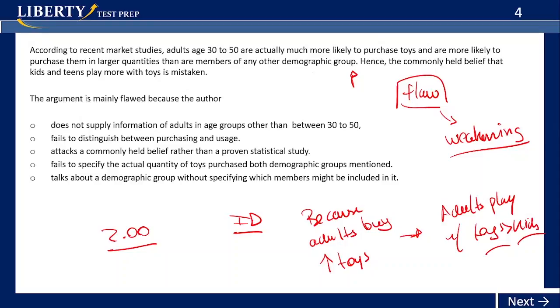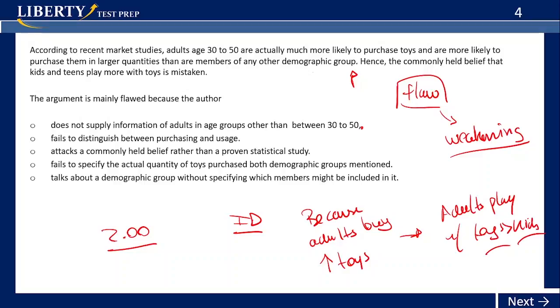Let's see. The first one, the argument is mainly flawed because the author doesn't supply information of adults in age groups other than between 30 to 50. Okay, is that a problem? So does the author, in order to make his conclusion valid, have to provide more support of adults? No, because we don't have to go and see all group ages. The author is taking a sample, a very representative sample of adults between 30 to 50. Right? That's like the middle age of adults. And that should be enough. So the problem is not that.